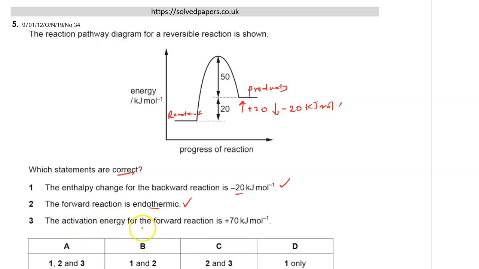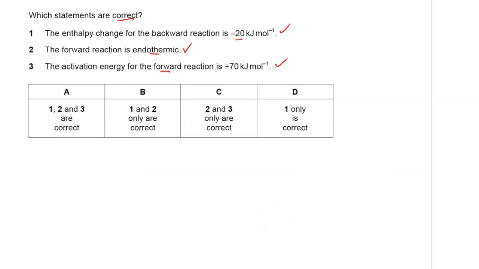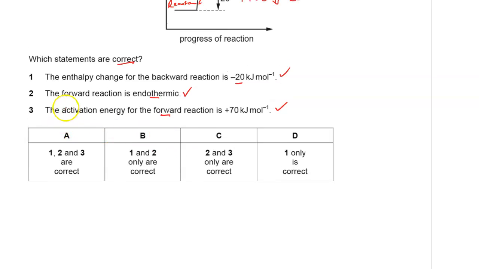The activation energy for the forward reaction is 70. Okay, you can see the activation energy is plus 70 for the forward reaction. Activation energy is the energy between the reactants and the top of the curve, and you can see it is 20 plus 50, which is 70, correct right there. Therefore, the right answer is all of these, which happens to be A.